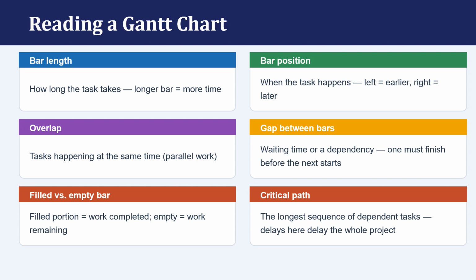So gap between bars, that's your waiting time or dependency that one must finish before the next one starts. So if that something is not finished, then you might have a gap between the bars. Filled versus empty bars. So a filled portion equals work completed, and an empty means work remaining. And then your critical path, that's the longest sequence of dependent tasks, delays for the whole project.